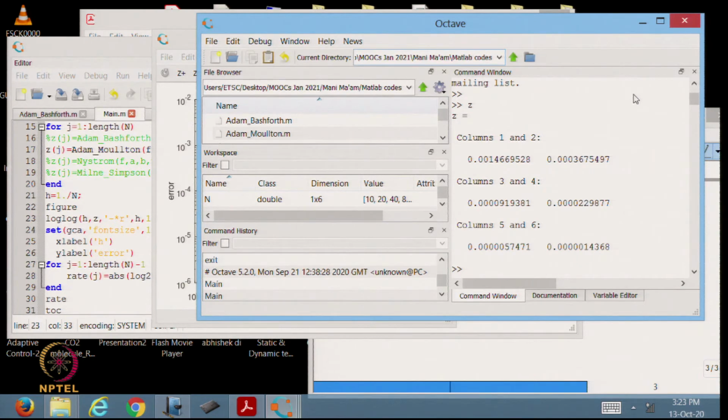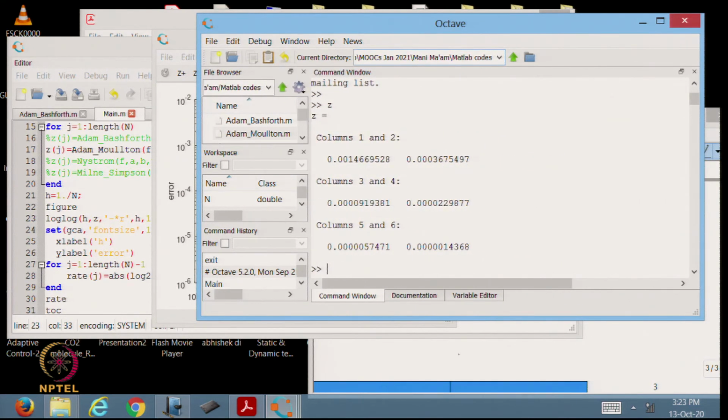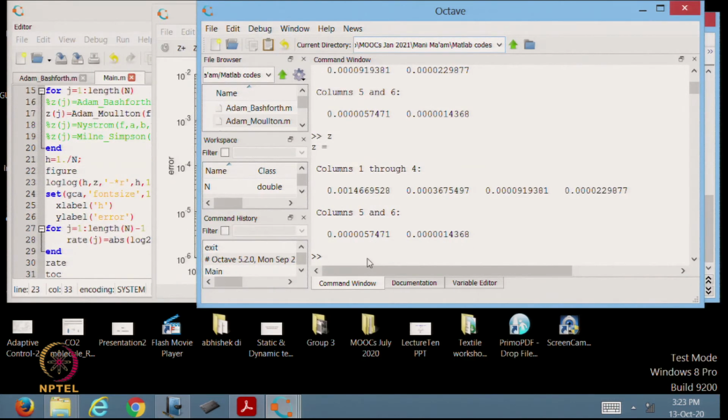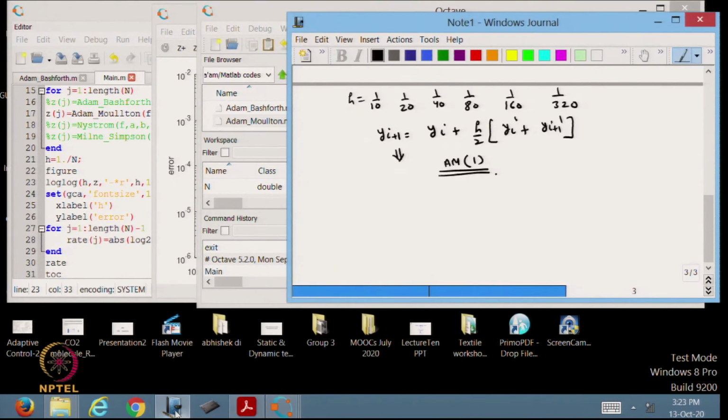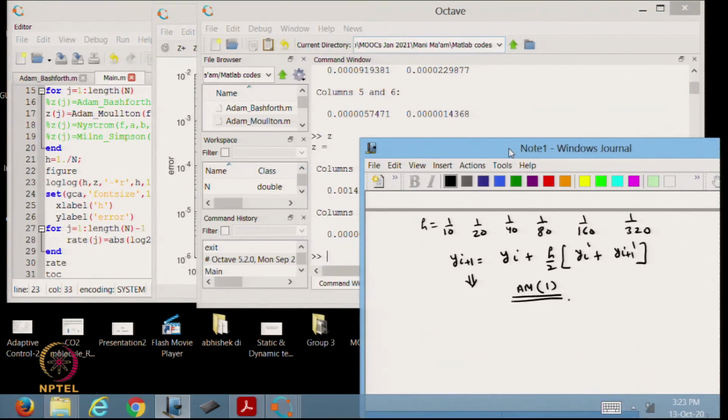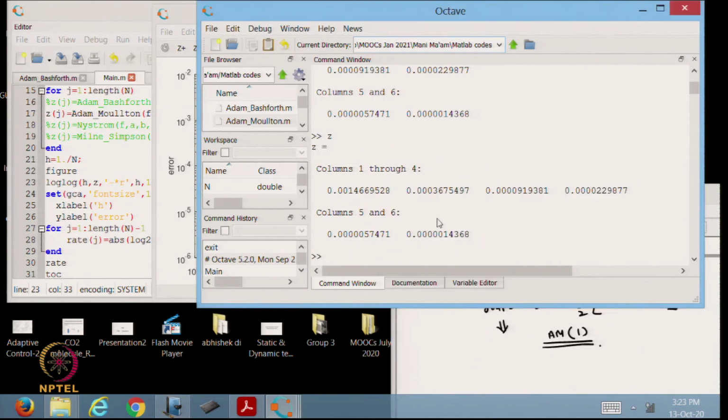You can observe that z, okay. So, you can see, again z stores the errors corresponding to different values of h, which I have already mentioned here. These are the values of z, corresponding to which errors are here. So, again you can verify that the error is tending to 0 as h tends to 0, which you can observe from the graph also.